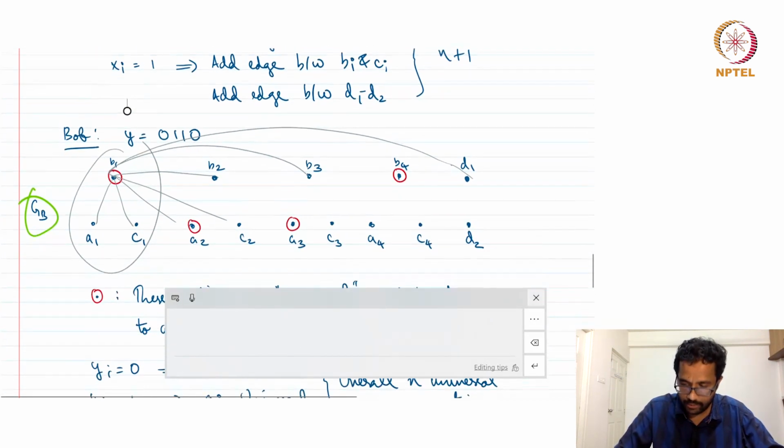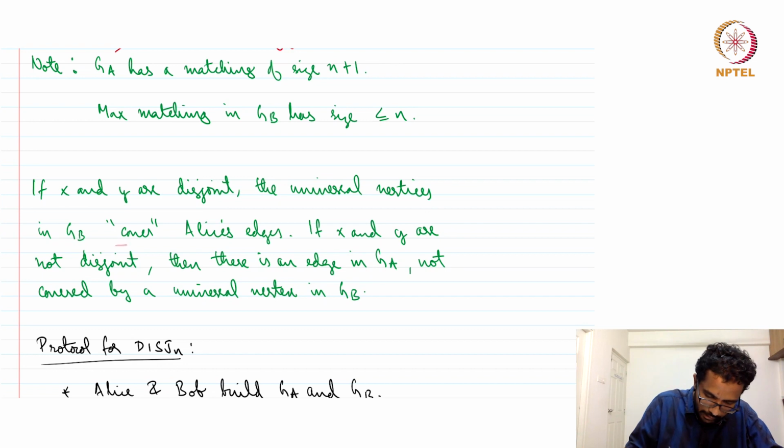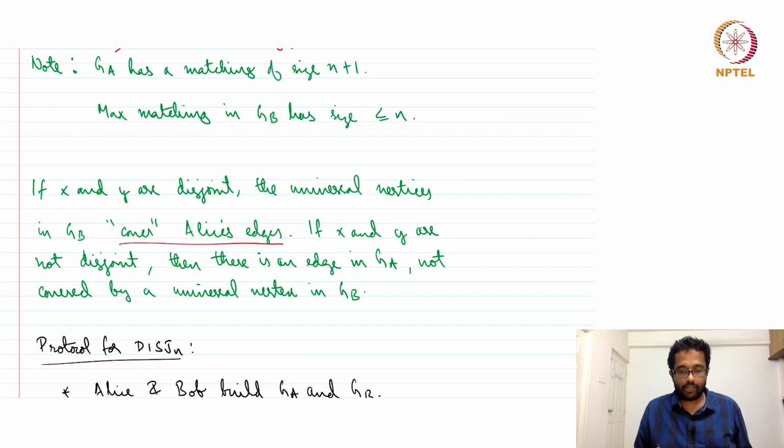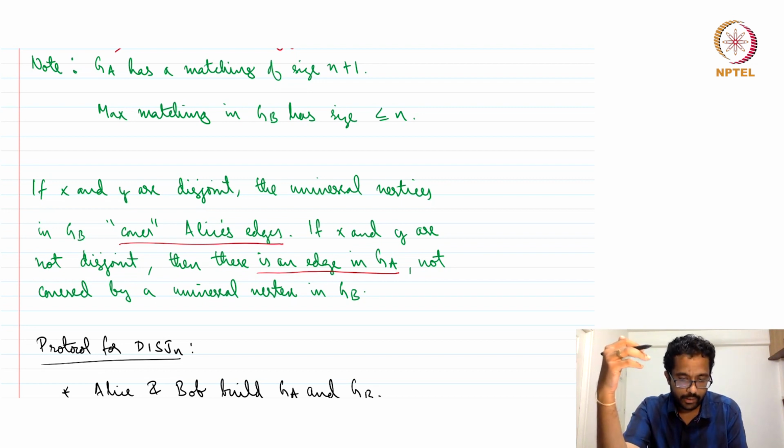So this is the key observation. I've just written it down here. If x and y are disjoint, the universal vertices in GB cover Alice's edges. This is the key point. It covers Alice's edges. If x and y are not disjoint, then there is at least one edge in Alice's graph that is not covered by a universal vertex in GB.